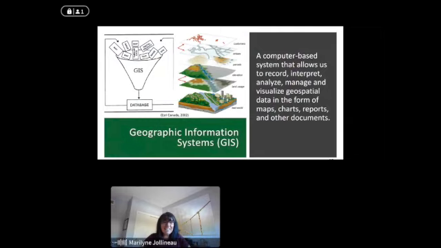Okay, and lastly, geographic information systems. And I'm explaining the different ways that we can use these tools along the way. But a geographic information system is a computer-based system that allows us to record, interpret, and analyze all of these data. And typically most people are familiar with GIS because GPS, remote sensing data, all of those data typically get funneled into a GIS environment.